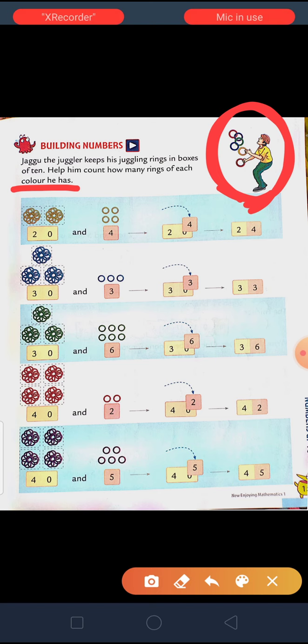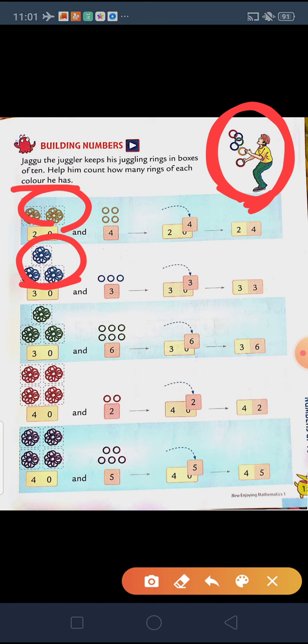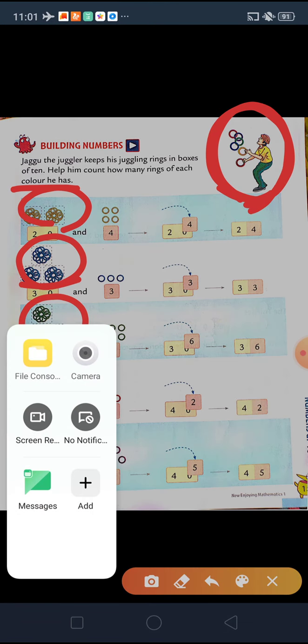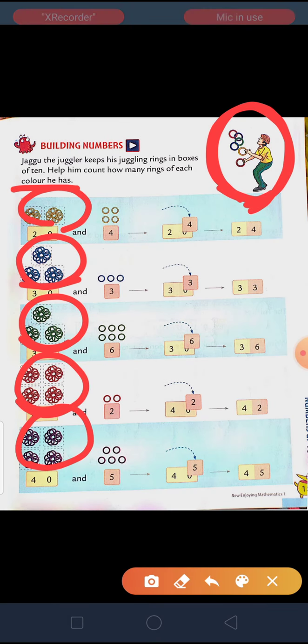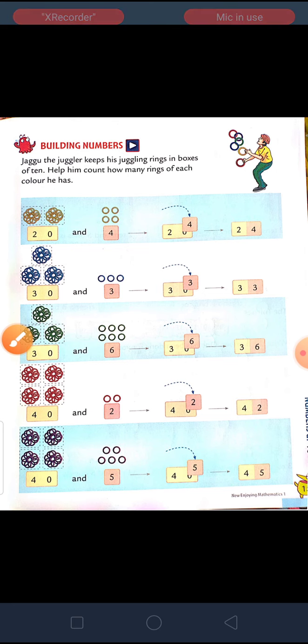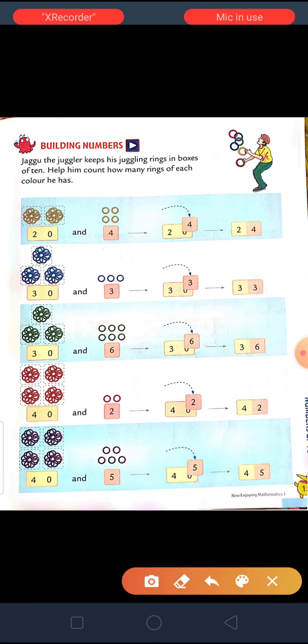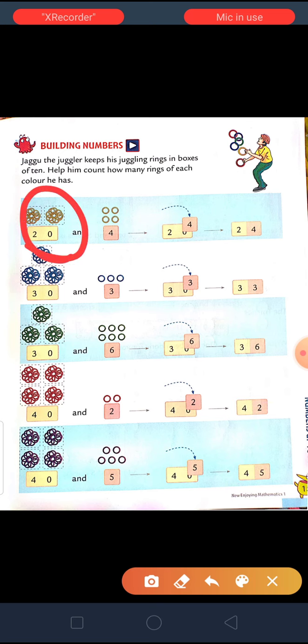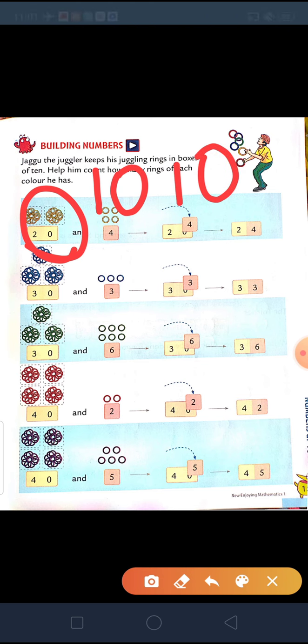First you can see here yellow rings, next is blue, then green, then red, and last is purple. These rings we have to separate according to their color. Now first we will go with yellow. When we count yellow, there were a total of 20. Why have we kept 20 separately? To make it easy for counting. If we make groups of 10, it will be very easy for us to count.